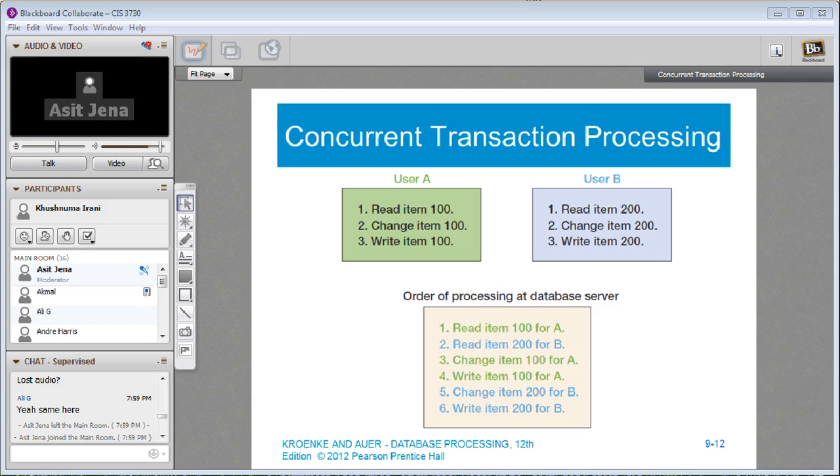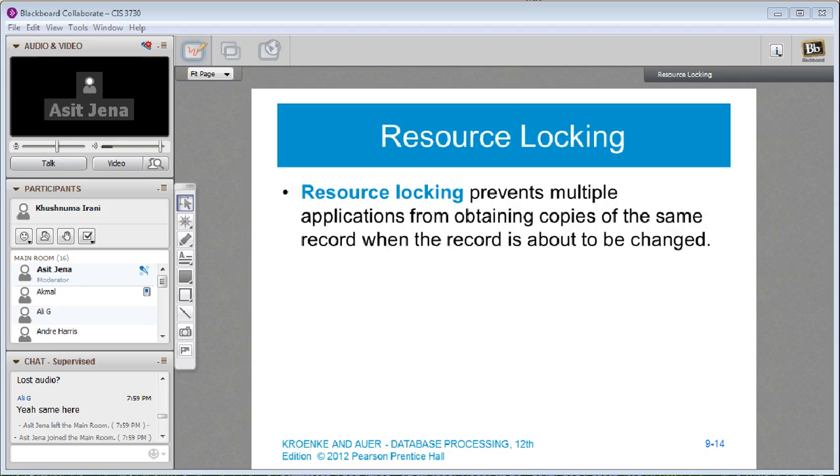So here is an example. User A reads item 100, changes item 100, writes item 100. User B reads item 200, changes item 200, writes item 200. The order of processing might be read item 100 for A, read item 200 for B, change item 100 for A, write 100 for A, change item 200 for B. And again, I think you got the idea. I don't think this example makes a lot of sense.